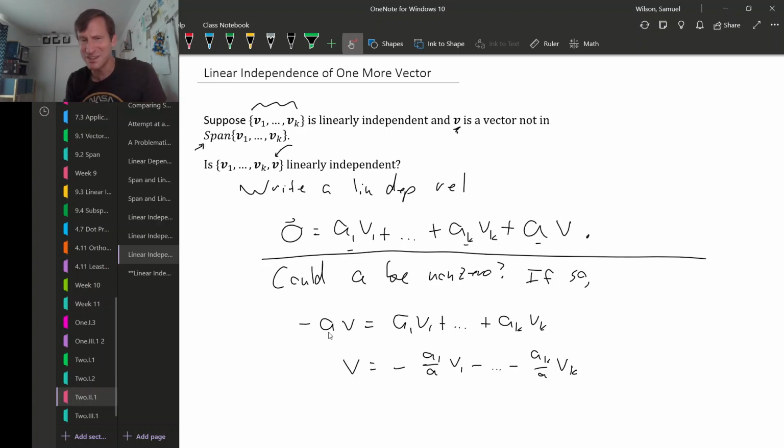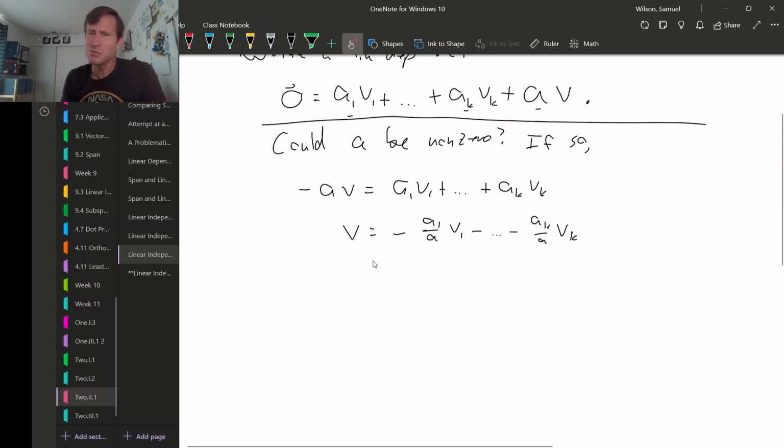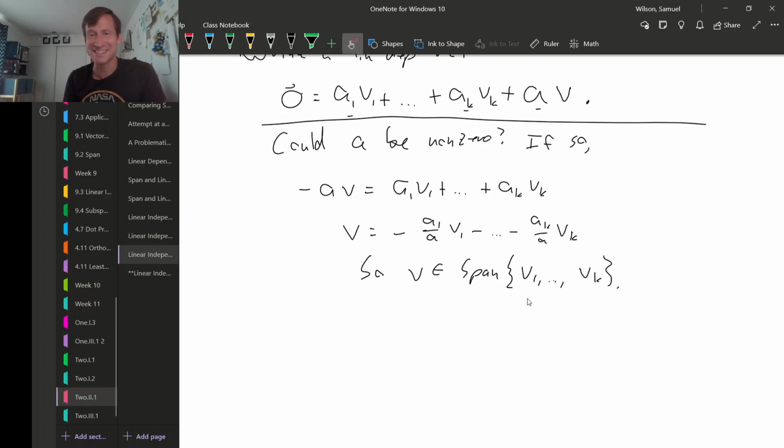All right, and again, we can divide by a because a is not 0, right? We're assuming a is not 0. But this would mean, look, we've demonstrated that v is a linear combination of the vk's. So v is in the span of v1 through vk. But we assumed at the very beginning that that wasn't the case, right? So that's a contradiction. So actually, now we know that no, a can't be non-zero. a must be 0. Okay, so right, this coefficient, we know it has to be 0.